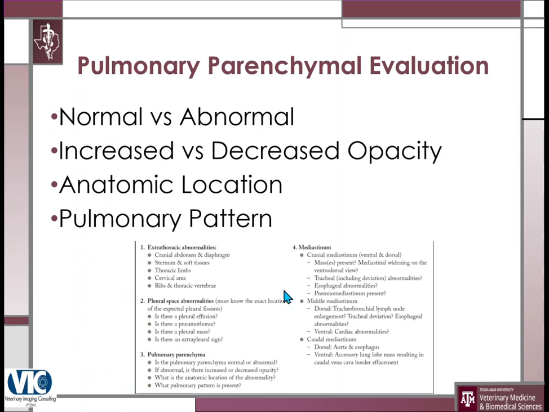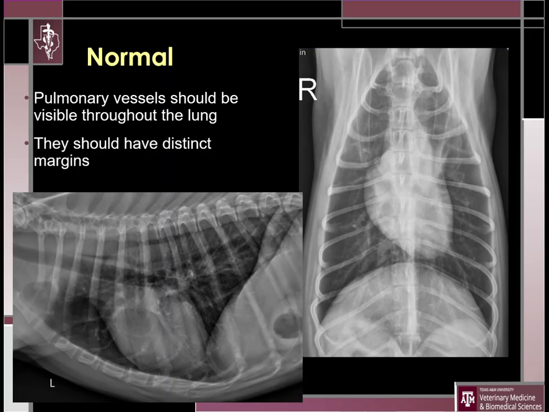We've done this a little bit in going through thoracic radiographs by breaking it into compartments: extrathoracic, pleural space, pulmonary parenchyma. We've talked about the mediastinum somewhat. We haven't talked about the heart, but when you go through each of these, you can ask yourself some questions. One of the things we do in the lung is basically, is the lung normal or abnormal? If it's abnormal, is it increased or decreased in opacity? You need to recognize the anatomic location or the distribution, and then the pulmonary pattern. And then putting those together will help create your differential list.